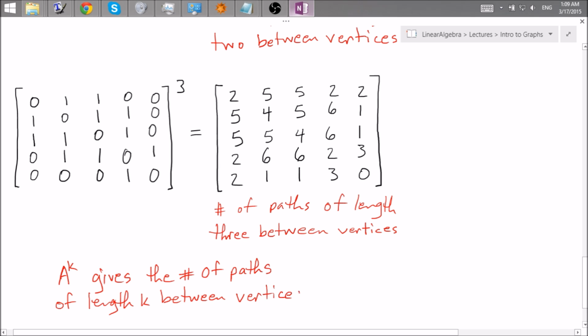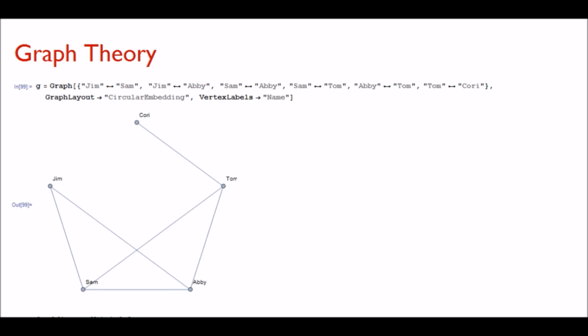Now, if we want to do higher powers, we can quickly see that this is not going to be very scalable for doing it out by hand. So we're going to look to technology to do this. So here's where we go back to Mathematica to compute the number of paths of larger lengths between vertices.